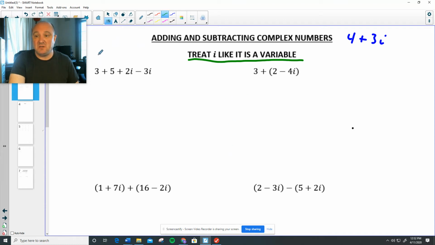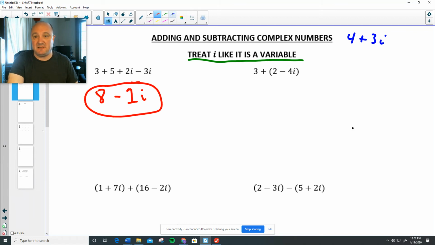So when I'm looking at adding and subtracting complex numbers, if I have numbers without variables attached to them, I combine those like terms, and then I look at the numbers with variables and I combine those like terms. So in this situation, I've got 3 plus 5, that's 8. 2i minus 3i, well, 2i minus 3i is negative 1i, and so my answer is 8 minus 1i.